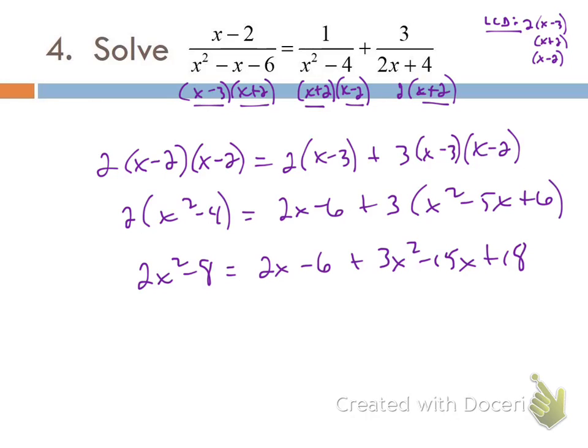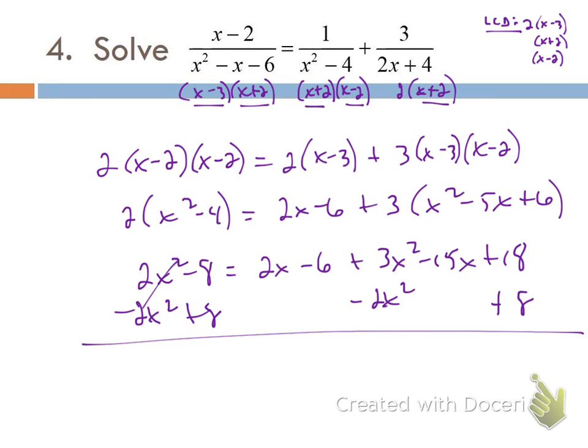Again, another quadratic equation. There are some x terms, there are some constant terms here, so we need to get it equal to 0. And just so I can keep my x squared positive, right? So 3x squared minus 2x squared is x squared. I've got a bunch of like terms over here I need to combine together. 2x and negative 15x is negative 13x. And then negative 6 plus 18 is 12. 12 plus 8 is 20.